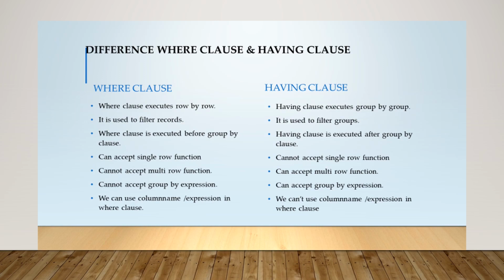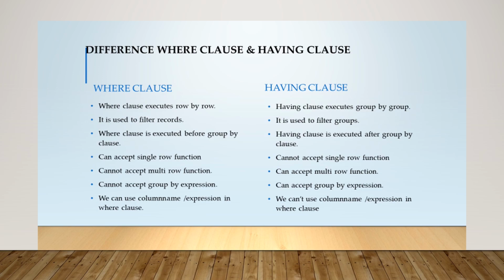Difference between where clause and having clause. Where clause executes row by row. Having clause executes group by group. Where clause is used to filter records, whereas having clause is used to filter groups. Where clause is executed before group by clause. Having clause is executed after group by clause.